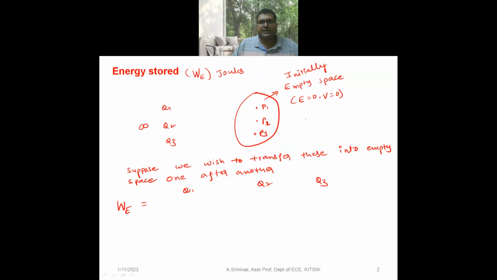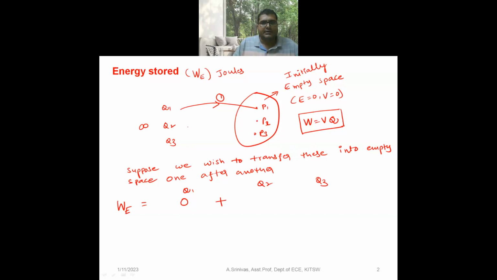The energy stored or work done is simply the product of potential and charge. Based on this base equation, we are going to calculate the amount of energy stored in the system. Initially, the system is empty space. In empty space, the Q1 charge is transferred, and in empty space, the potential is zero. The amount of energy spent in transferring Q1 charge is zero.